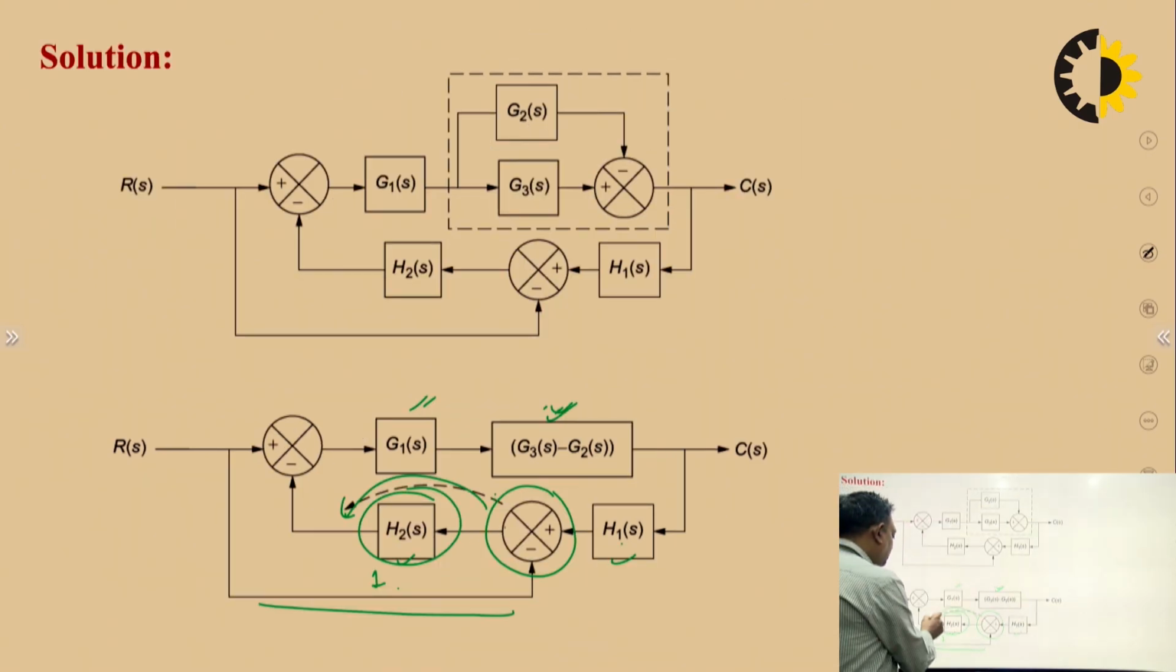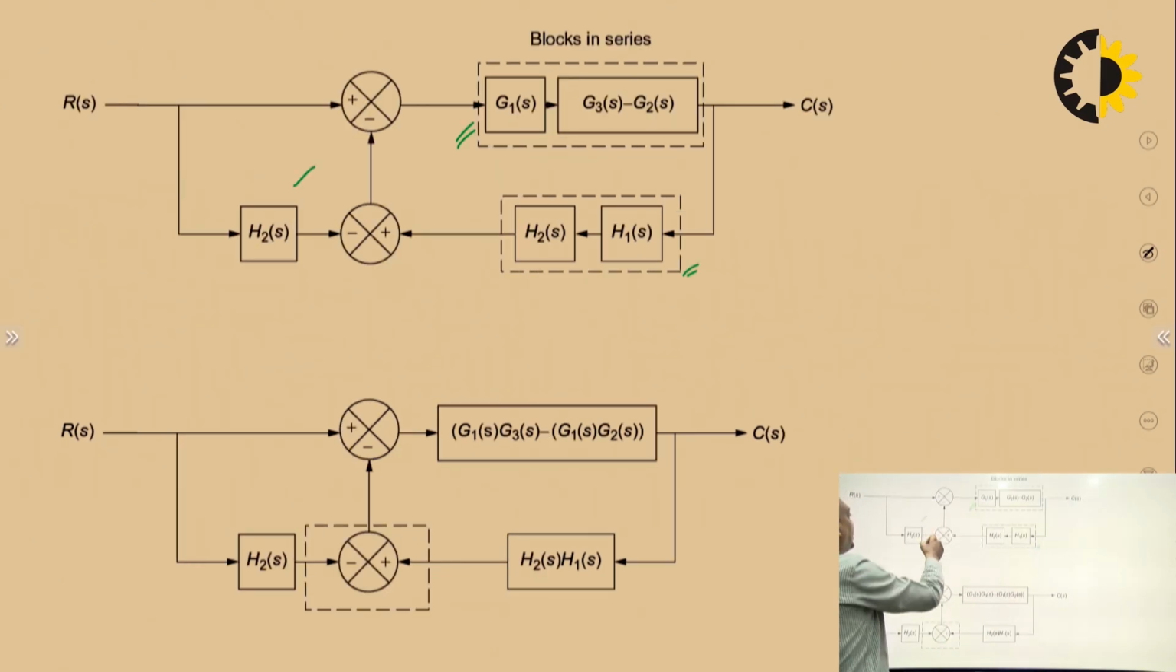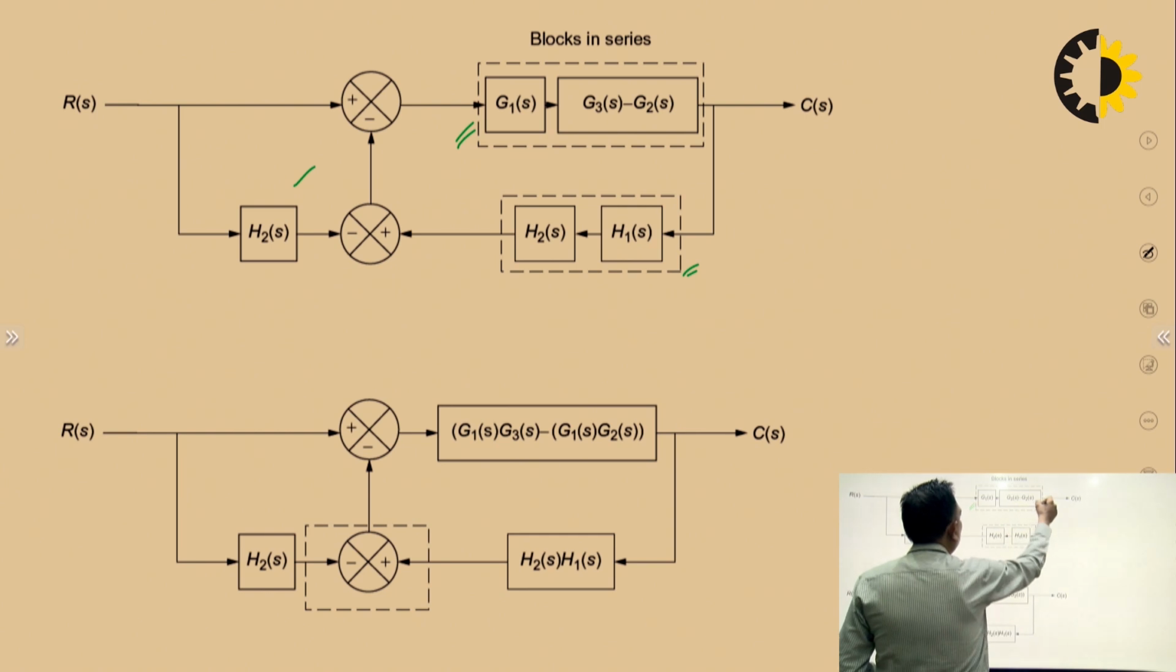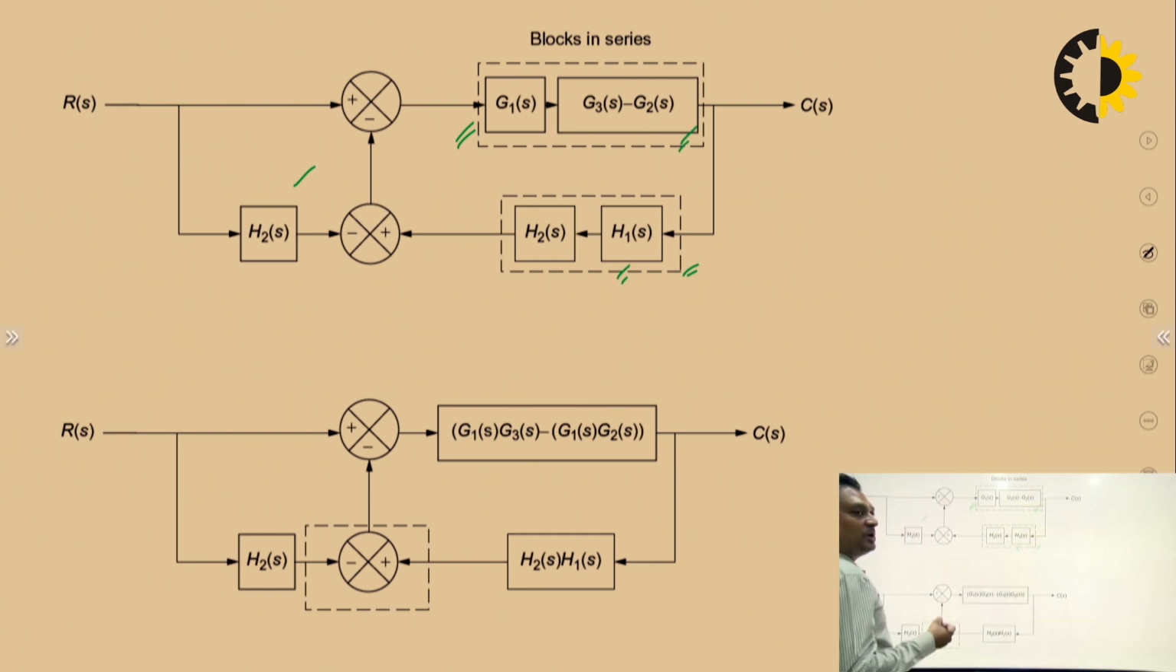This summing point will now come over here. So we can redraw this in this manner. Now these two are summing points. Okay, can we separate these two summing points? First, these two blocks are in cascade, these two blocks are in cascade, so we simply multiply them. So we have these block values. Now we will separate out these two summing points.